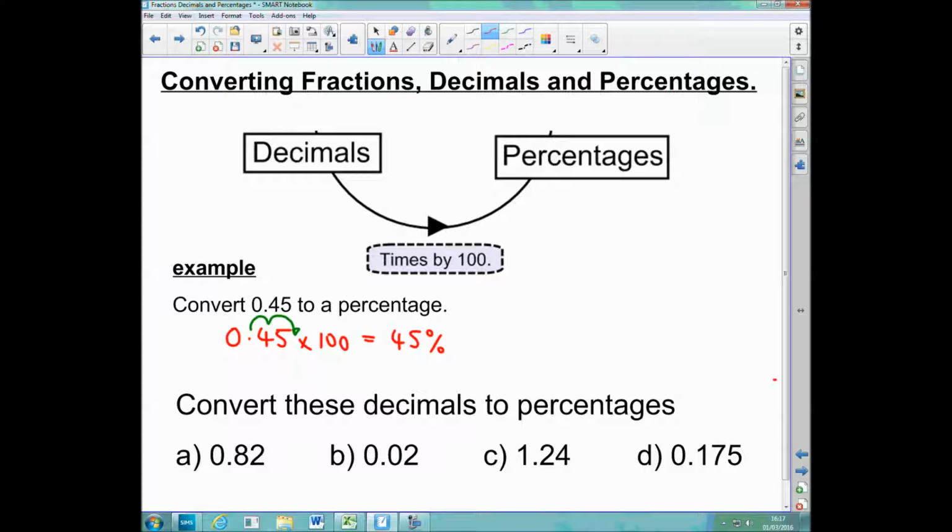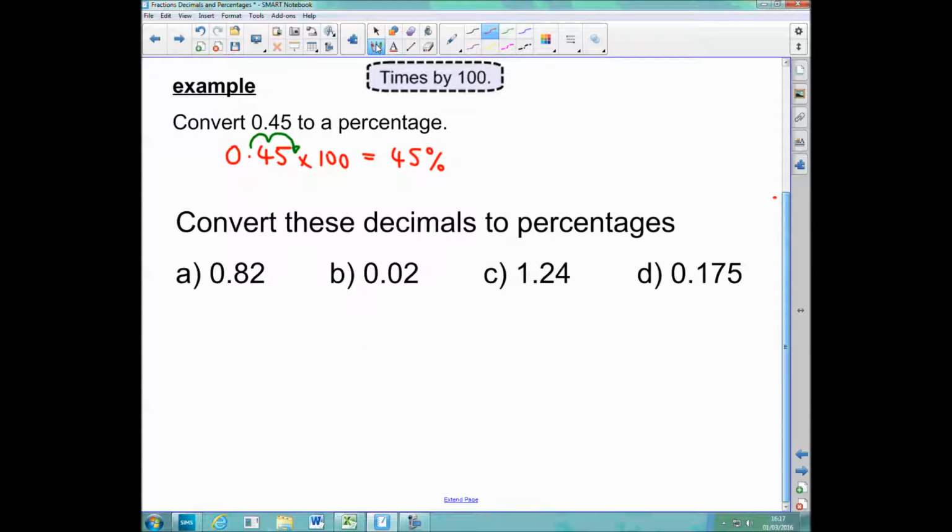Right, have a go at these questions down the bottom here. Pause the video, have a go at those, and then I'll go through the answers and we'll see how you've done. Okay, so hopefully you've had a go at this now. I'm just going to run through the answers.